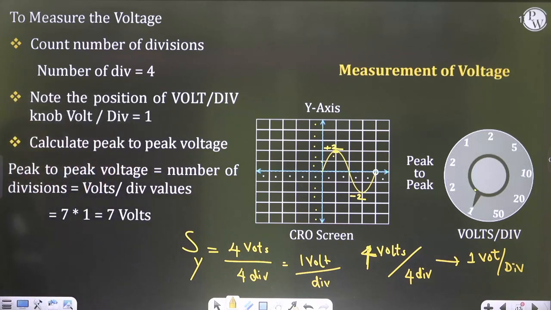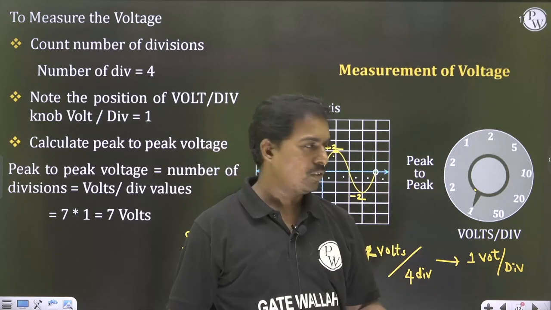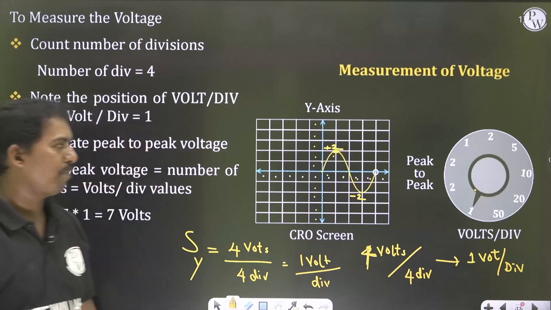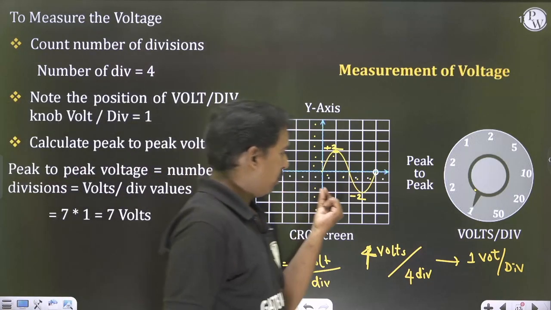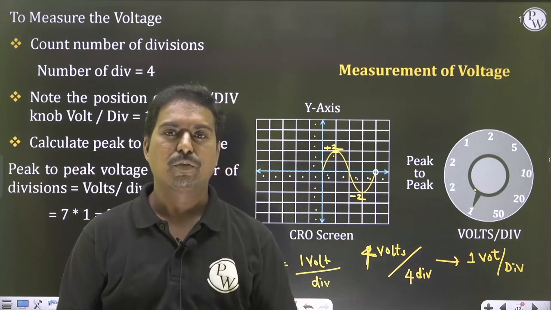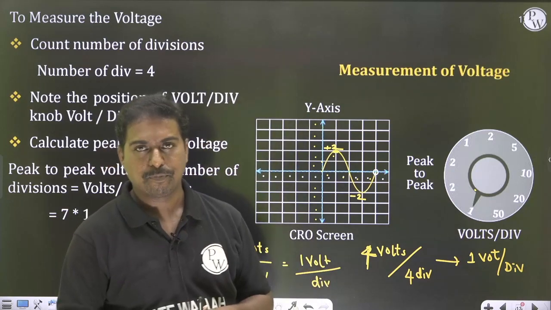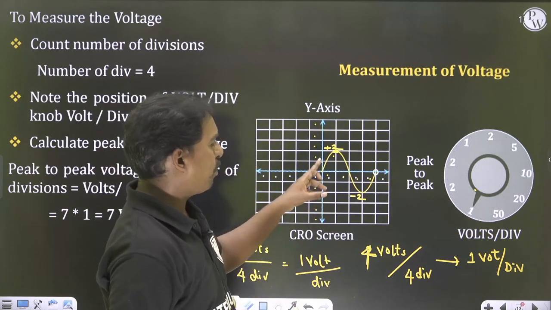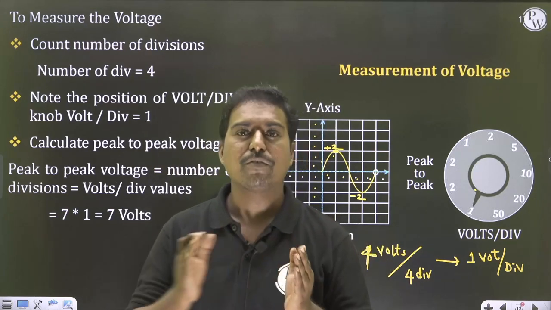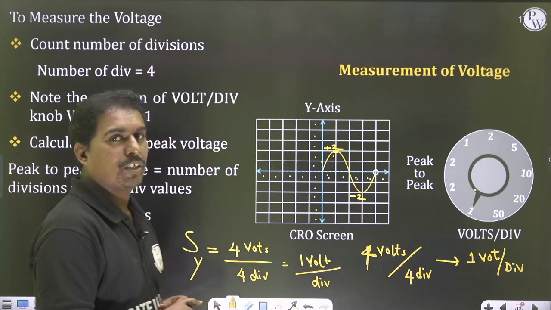You understand? Similarly, we can find out the sensitivity along the x-axis, which depends upon the time. Suppose you take here 1, 2, 3, 4 divisions. Suppose the frequency of the waveform is 1 kilohertz. Frequency of 1 kilohertz means the time period is equal to 1 millisecond. So if the frequency of the waveform is 1 kilohertz, the time period will be 1 millisecond. So the 1 millisecond is occupying 4 divisions, 4 divisions per millisecond. That is going to be the sensitivity of the x-axis.